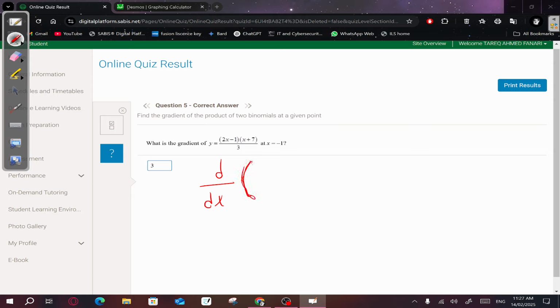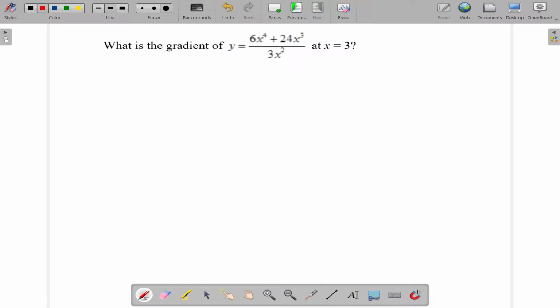Okay, this is actually a similar concept to the other question we did. So, what is the gradient of y equals 6x to the power 4 plus 24x cubed over 3x squared at x equals 3? Okay, so y equals, we're just going to rewrite everything down. So 6x to the power of 4 plus 24x cubed over 3x squared. What's this, question 7, by the way? Yes, it is. Okay, perfect.